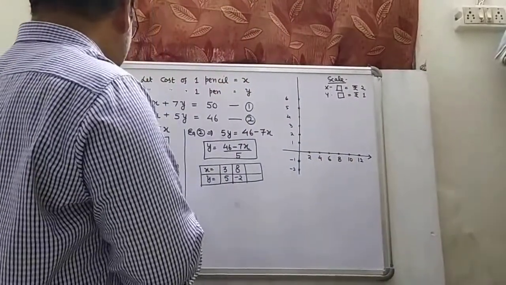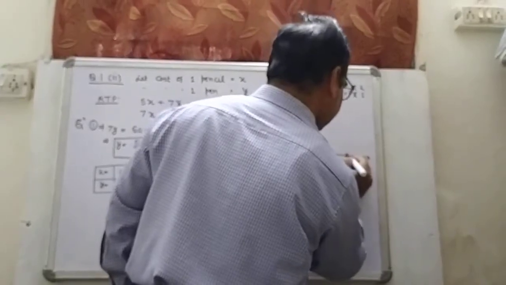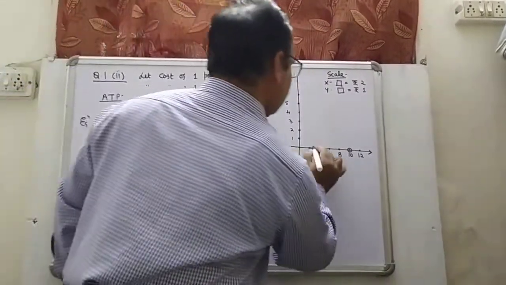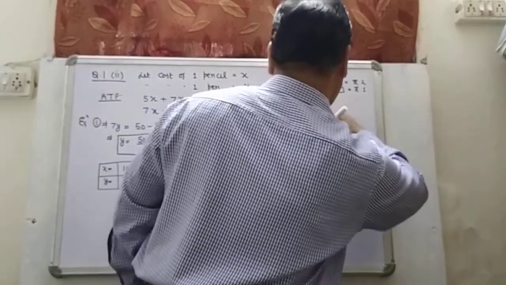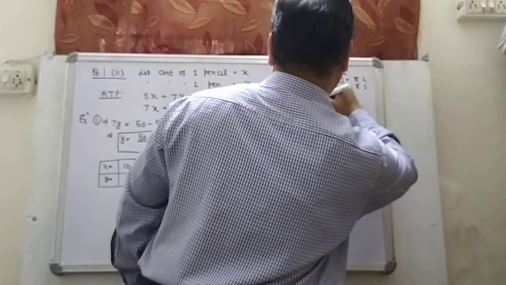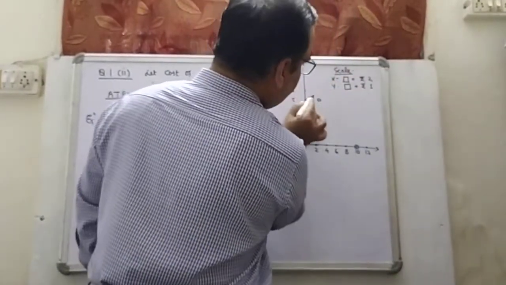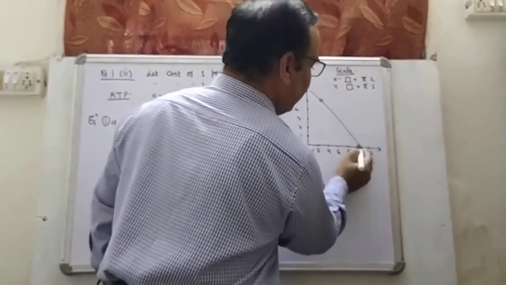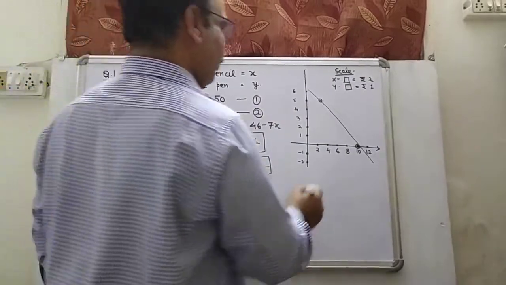The first point is 10, 0. It is the first point for equation number 1. The second is 3, 5. 3 and it is 5, somewhere here. We join them. You have to do it with the help of a scale. And now the second is 3, 5, the same point.